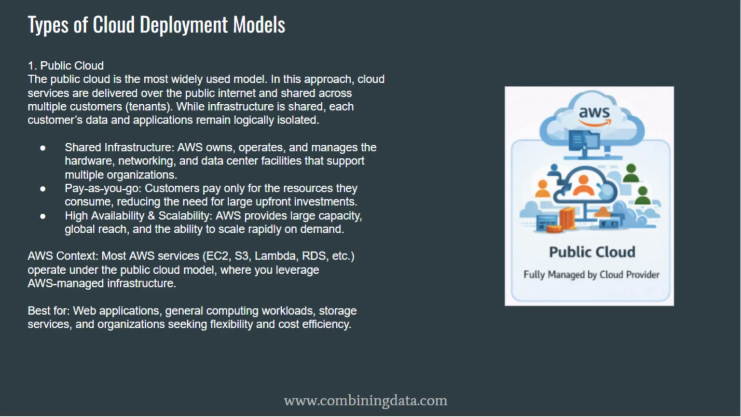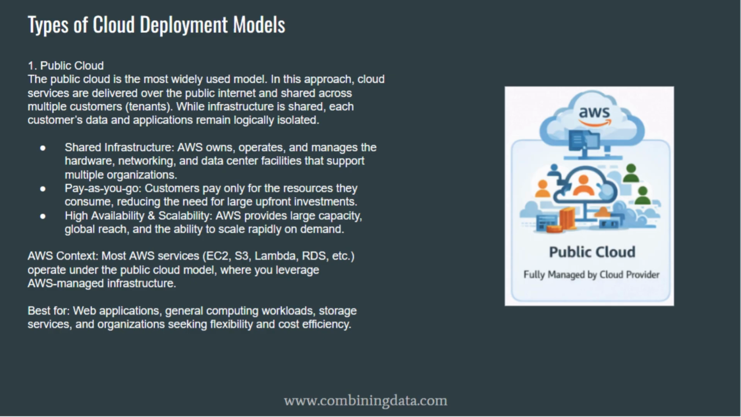Let's start with the public cloud, which is the most common and widely used cloud deployment model, and the one most closely associated with AWS. In the public cloud model, cloud services are delivered over the public internet and run on infrastructure that is shared across many customers, also called tenants. Even though the underlying hardware is shared, each customer's data, applications, and configurations are logically isolated, so one customer cannot access another customer's environment.